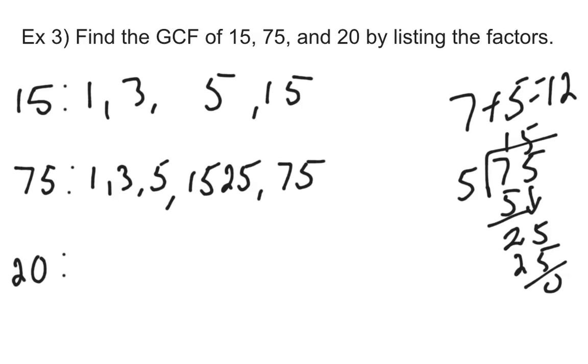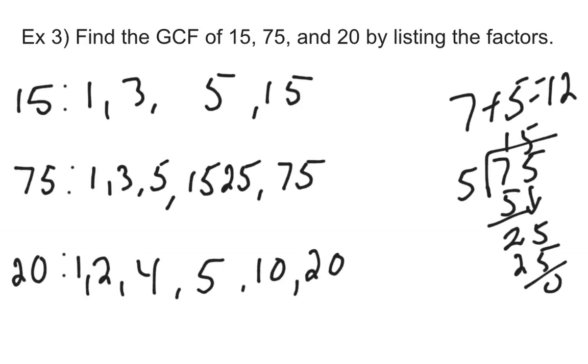6 doesn't work because the 2 didn't work, and you need 2 and 3. 7 doesn't work. 8 doesn't work. Okay, we're done. Now the 20: we've got 1 and 20. I know it's even, so we've got 2 and 10. 3 doesn't work. I've got 4 and 5, and since 4 and 5 are numbers right next to each other, that's when I know we're done.